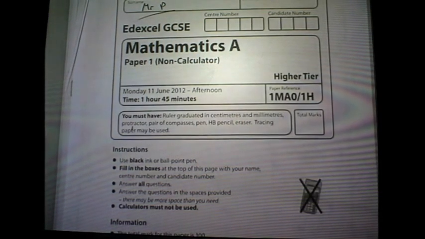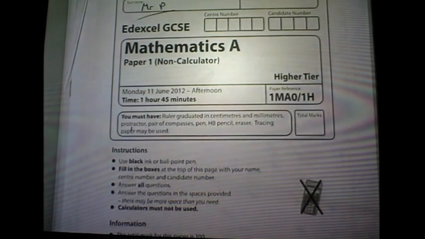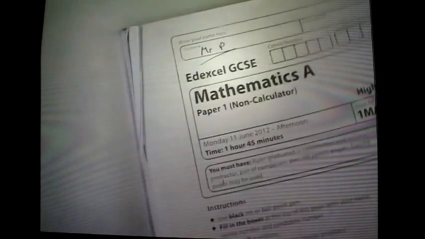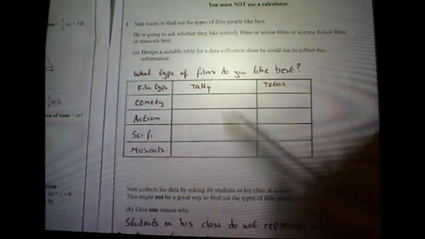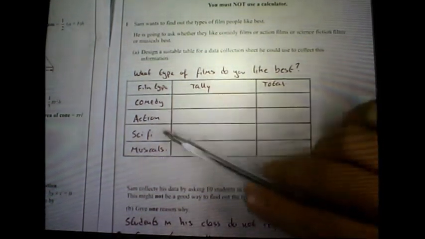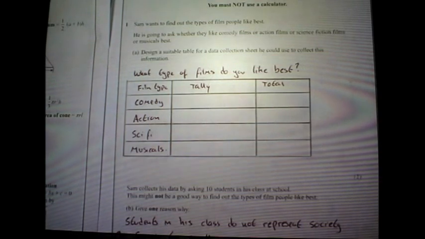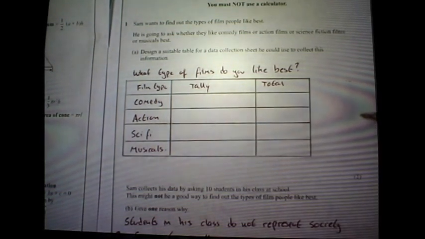Okay, this is a higher tier non-calculator exam from June 2012. Question number 1. Sam wants to find out about the types of films people like best. It said design a data collection sheet, not a questionnaire, a data collection sheet. You need tally marks, you need totals, you need to have the types of films in. Fairly simple.